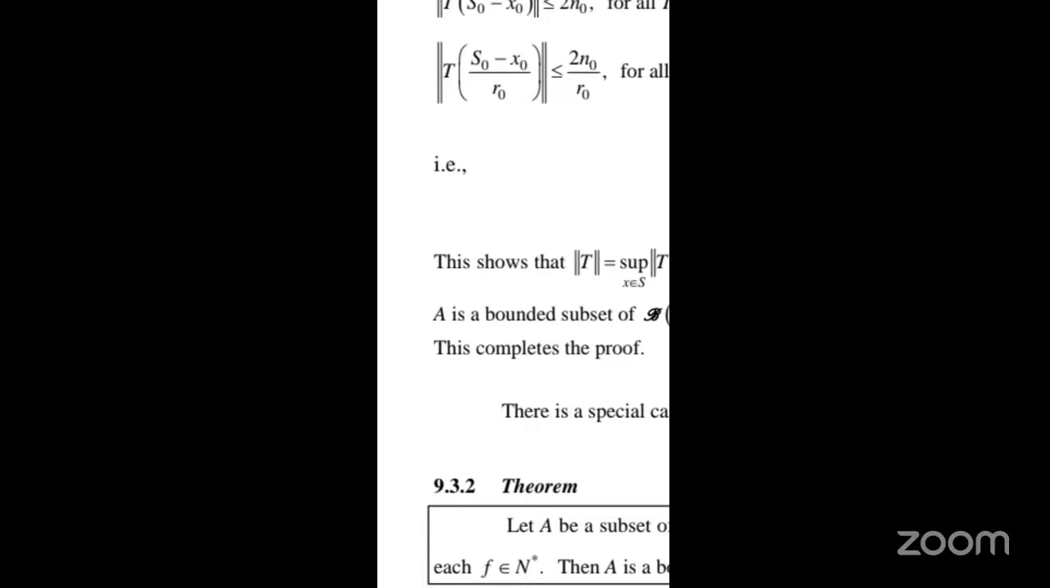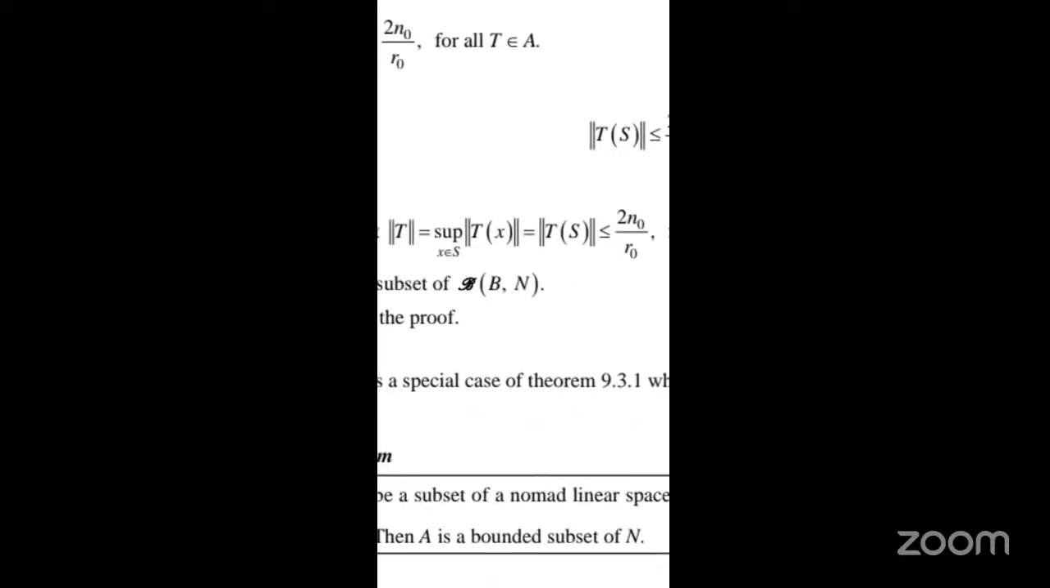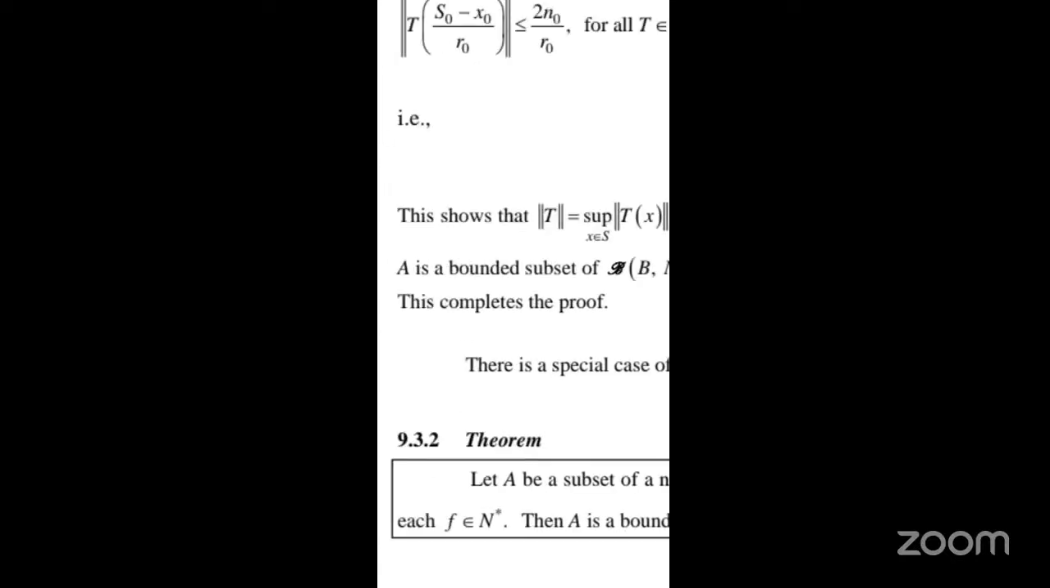Now, the boundedness condition shows that the norm of T equals the supremum of the norm of Tx for x belonging to S. So the norm of T on S cannot exceed 2n naught by r naught. So the given set is bounded, and hence capital A is a bounded subset of script B of B and N. So that is the uniform boundedness theorem.